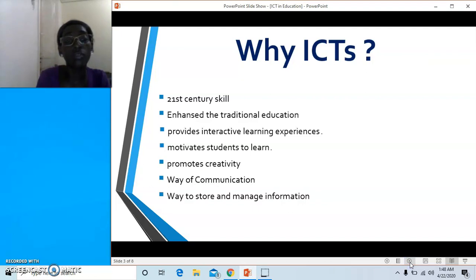ICT is also a way to store and manage information. When I have something to do, I can do it on my laptop. And then I can save it on my laptop just to store information. And when I need it, I take my laptop or my smartphone, and I get the information back.